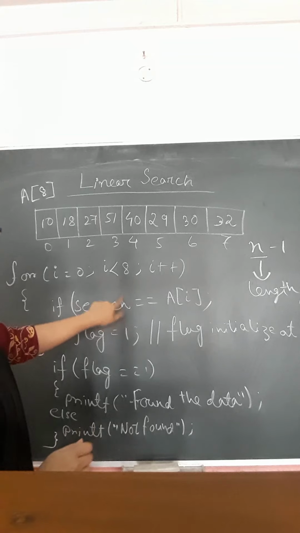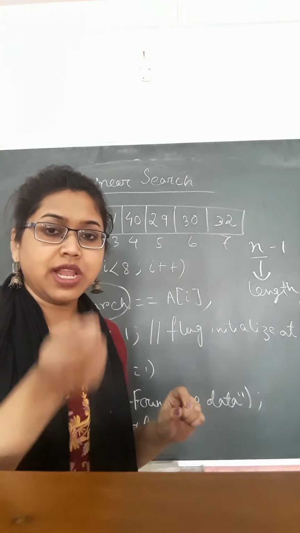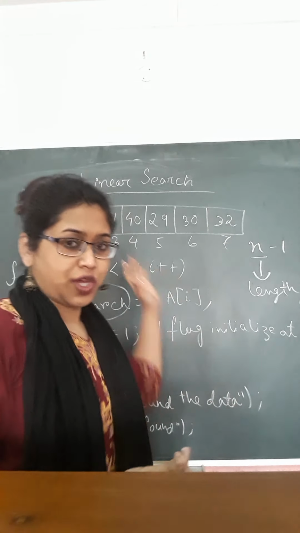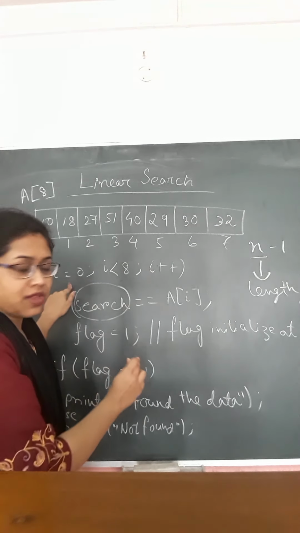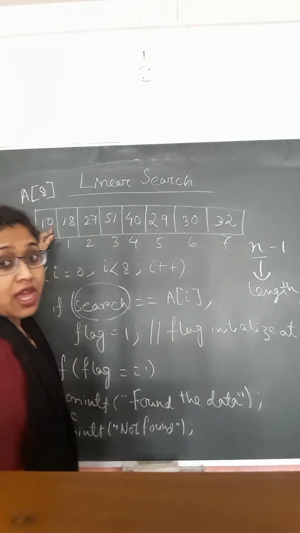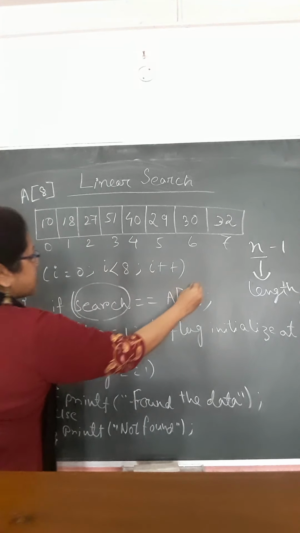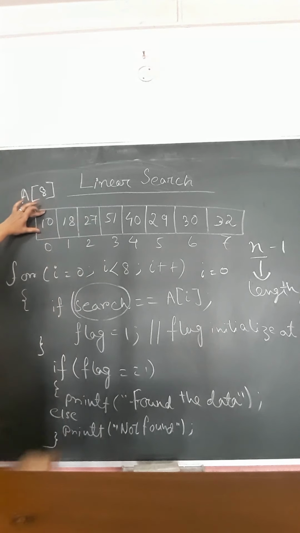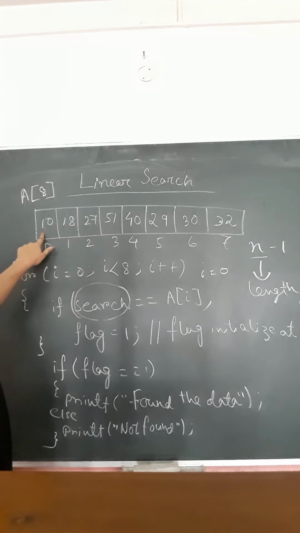So, what is the function of this search element? This is the variable where the user will give the input for the searching element, the element the user wants to search inside this array. In each and every iteration, the search element will be compared with each and every value of the array. A of i means, when i equals 0, it will check the element at that index. So it will check whether the search element is present at index 0 or not.